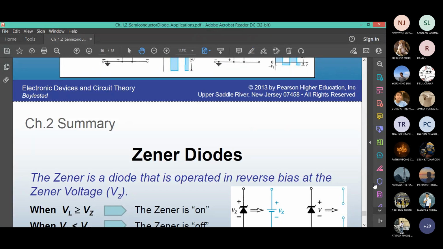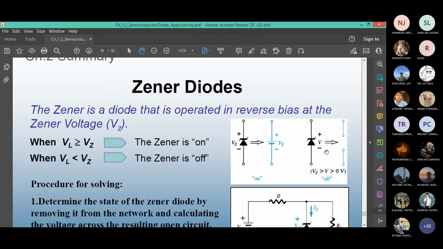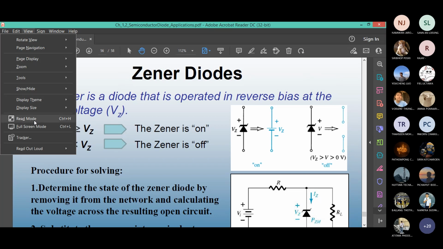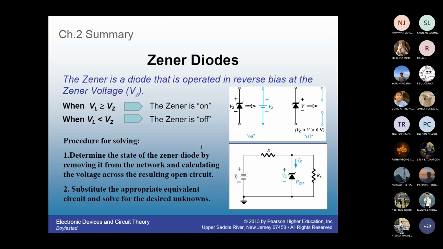Now we should all be back at the slide which says Zener diode. I think everybody can see. Let's view full screen mode. Is the picture okay?